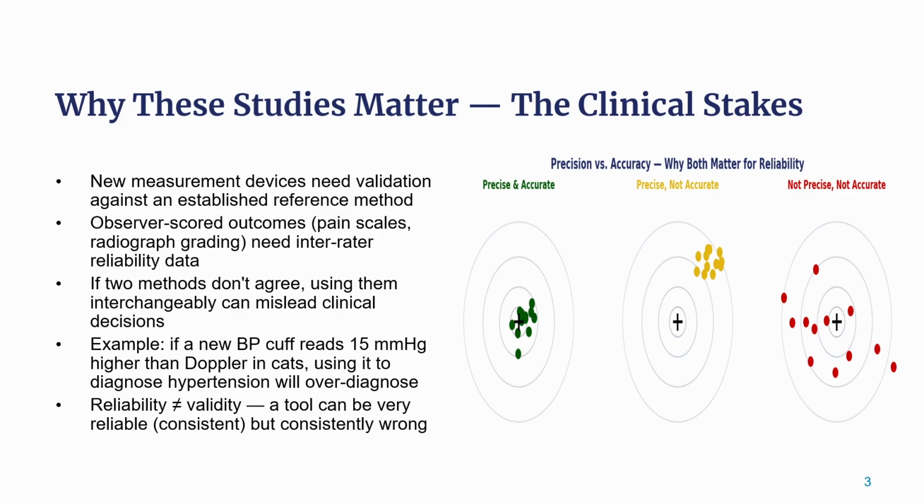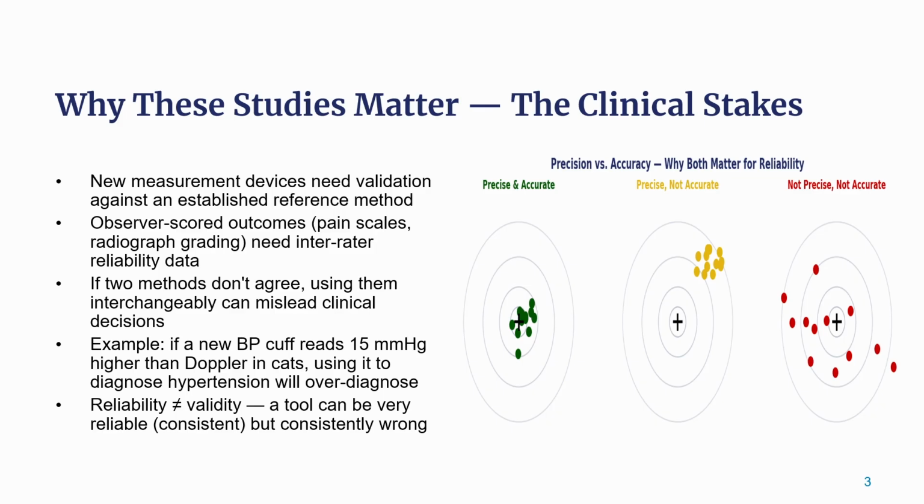Think about why this matters clinically. You see a paper introducing a new oscillometric blood pressure monitor for cats, claiming it correlates well with Doppler systolic BP. You buy it, but 6 months later you notice you're diagnosing a lot more hypertension than before. What happened? The new device might be precise, it gives consistent readings, but it's systematically biased 15 millimeters of mercury higher than Doppler. High correlation doesn't catch this. Only a Bland-Altman analysis does.